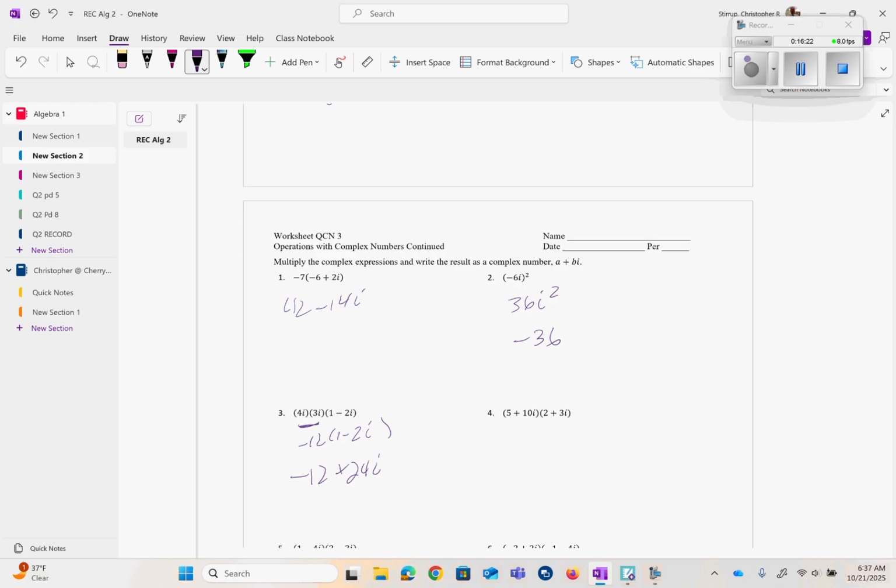Go ahead and FOIL this one. That's going to give me 10 plus 15i plus 20i plus 30i squared. 30i squared is negative 30. 10 minus 30 is negative 20 plus 35i.